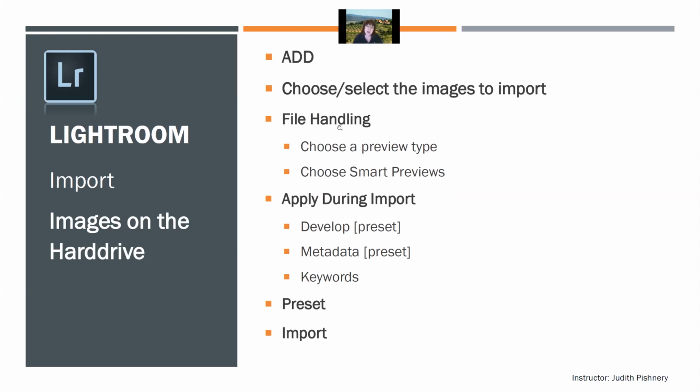You will then have options on some file handling, choosing your preview type, choosing smart previews, and things you can apply during import. If you've been working with Lightroom, and we'll do this in a future class, do some developing and create a preset. If you already have one, you could apply it when you're adding those images, applying a metadata preset, adding some keywords to the images as they are being imported to Lightroom. You can create a preset for this, and then you click import.